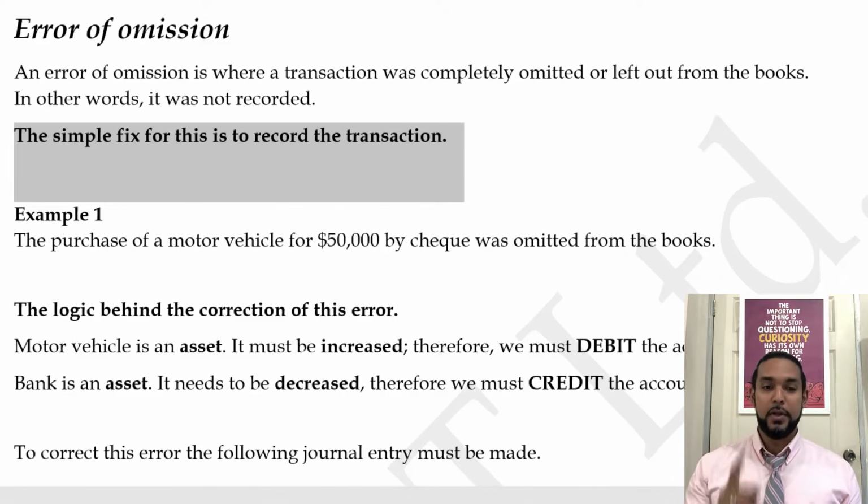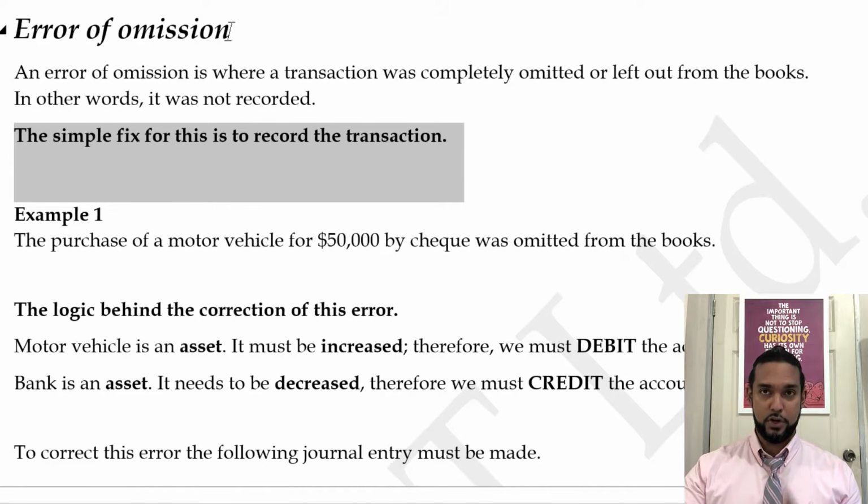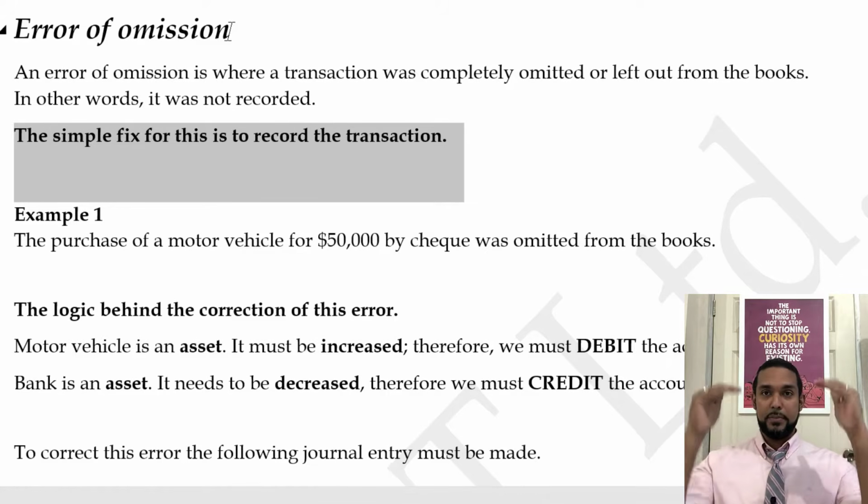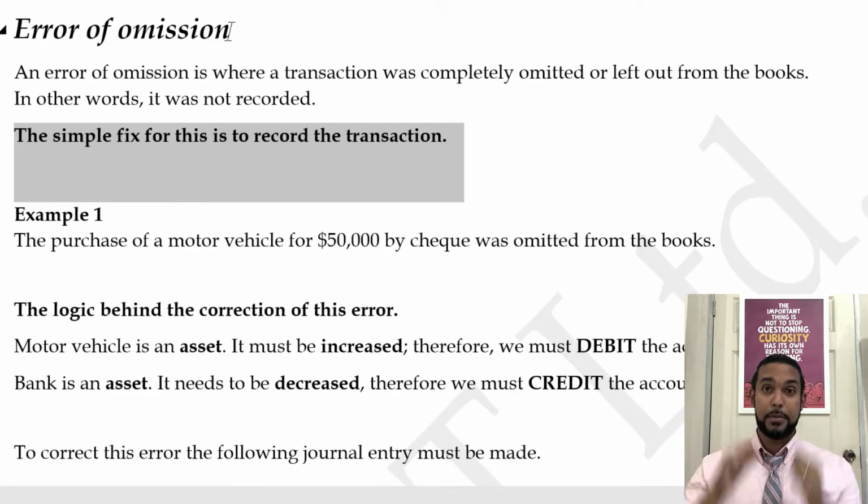Now, as I mentioned, this type of error does not affect the agreement of the trial balance. The reason for that is because if it was left out, it means that there's something missing on both the debit and credit side for the same amount.